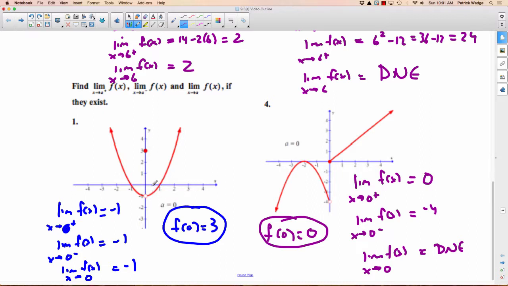Remember, to be continuous, this would need to be true. There had to be a limit. The limit would need to exist. F of 0 would also need to exist, and then this answer 3 and this answer here, -1, would have to be the same. And obviously they're not. So this is not continuous. Discontinuity, point discontinuity, jump discontinuity. Remember that? Remember the last type of discontinuity?